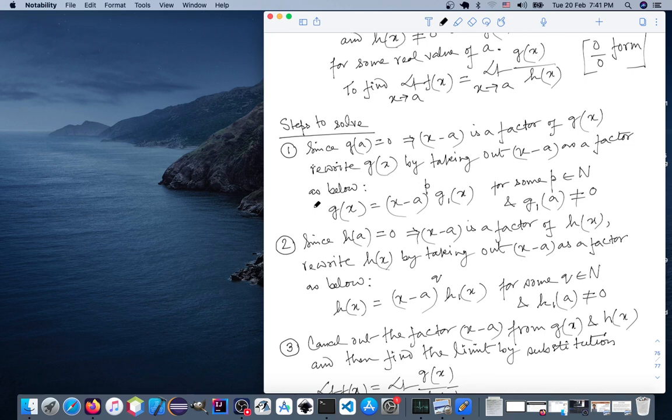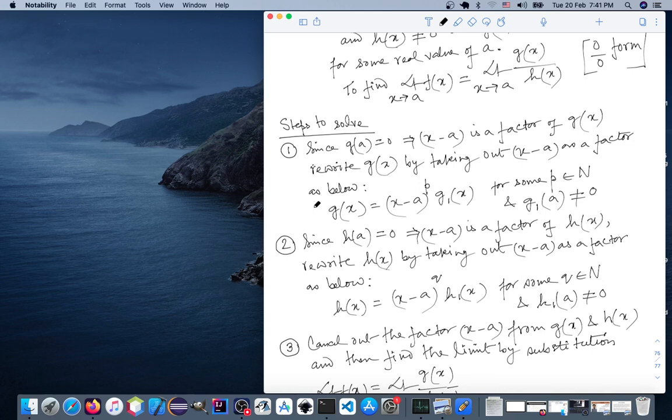multiple x minus a as a factor. So we have assumed it has a power p, for some natural number p. And also we see that g1(a) is not equal to 0, because we have extracted all the factors x minus a from g(x).